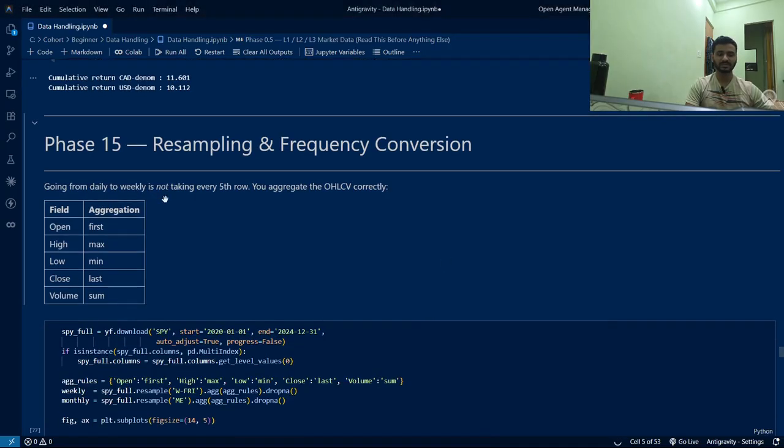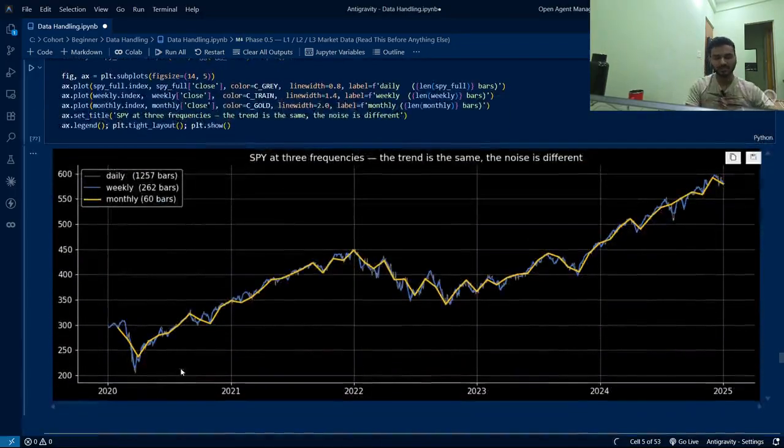So going from daily to weekly is not taking every fifth row. You aggregate the data OHLCV correctly. Open is your first, high is your aggregation is max, low is your minimum, close is your last, and volume is equal to sum. Right? As you can see right here, daily bars are gray lines, and then you got a weekly that are closely related to that, and the monthly one you can see are clear, smooth lines.